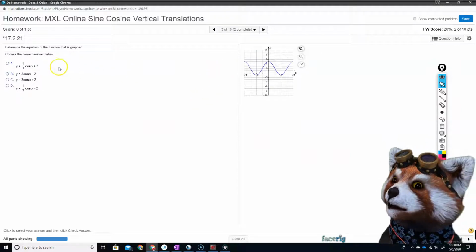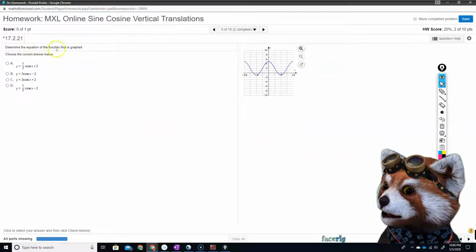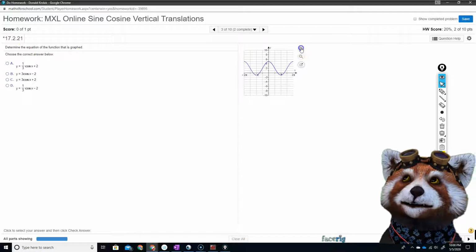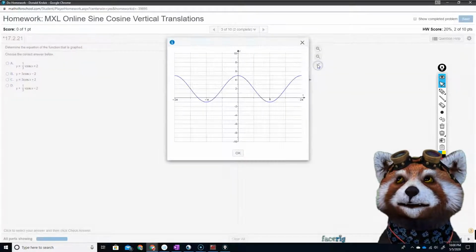All right. Determine the equation of the function that is graphed. I'm going to make this bigger here.